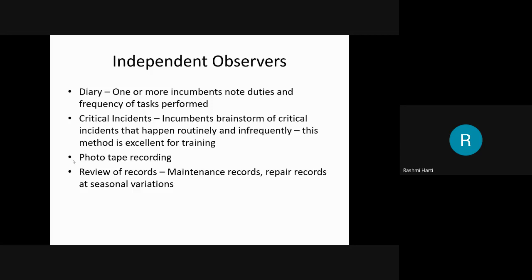Sometimes, basically in Big Bazaar or in Reliance, you go and speak to customers. You will have normal customers every day, but sometimes you will get very difficult customers. So that is one of the critical incidents. How do you handle them? Everything is being observed. So this is the term critical incident observations. Then photo or tape recording, probably there is a recording of the activities conducted by the employee. Then review of records, so maintenance records, repair records, seasonal variations. All these are various observations done by the independent observers.